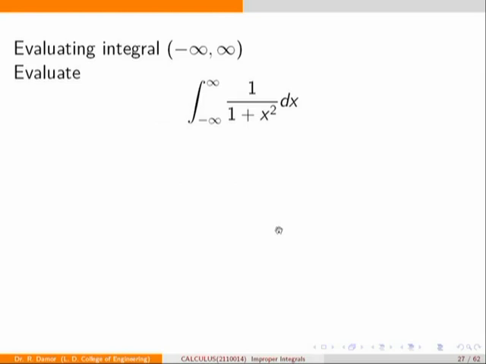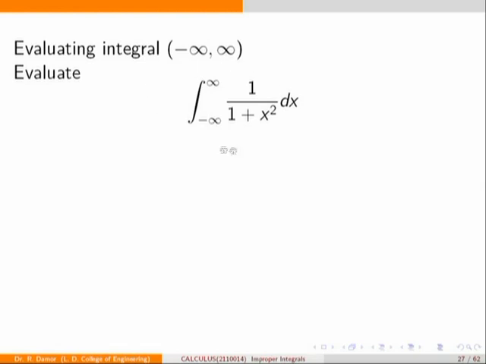Now say that suppose in the previous two cases what we had to do was take one of the limits as infinite. But suppose both limits are infinite, lower limit and upper limit, then what happens? Okay, so this is minus infinity to infinity. My lower limit goes to minus infinity and the upper limit of the integral tends to infinity. So this is the improper integral of type 1, where both the limits tend to infinity.